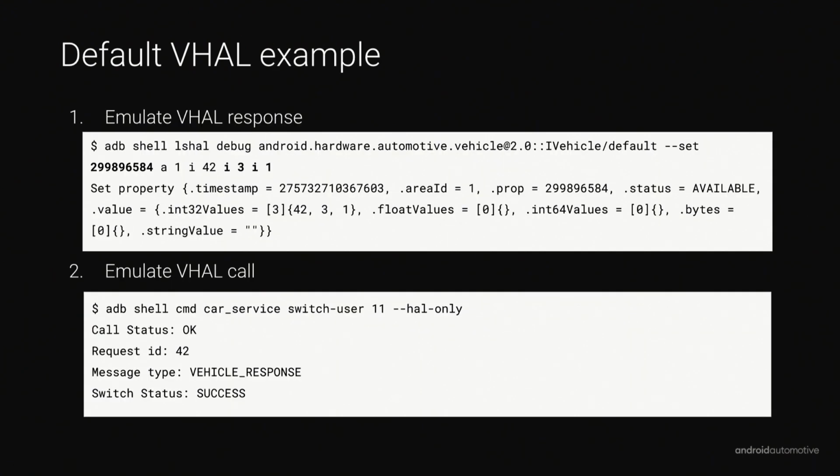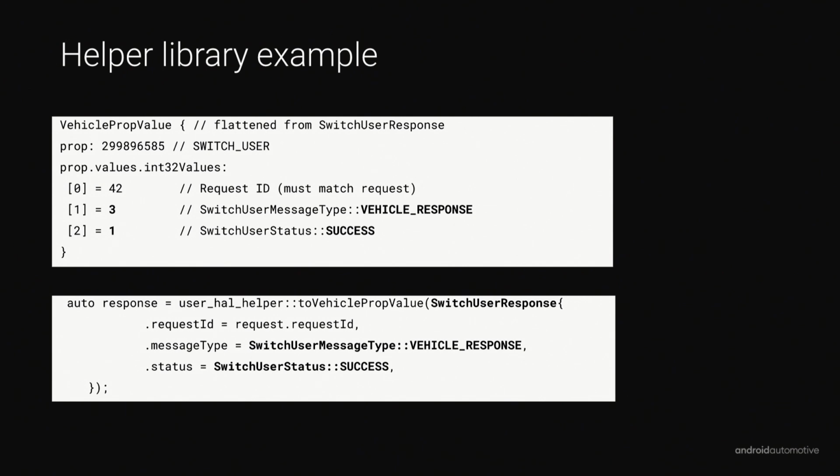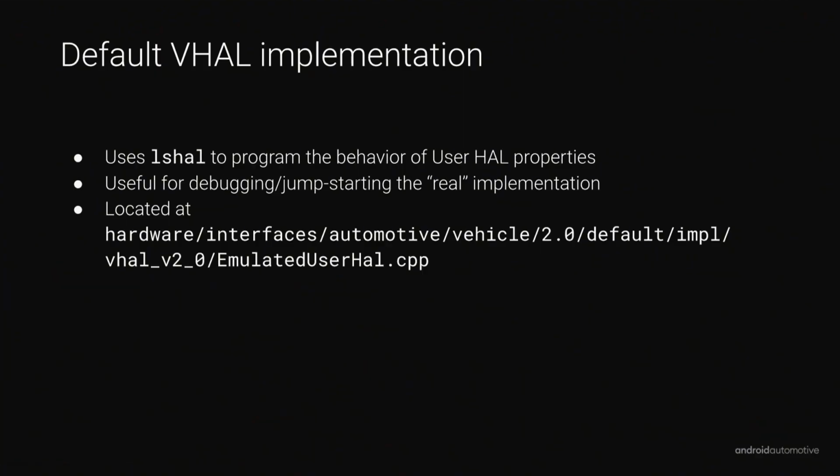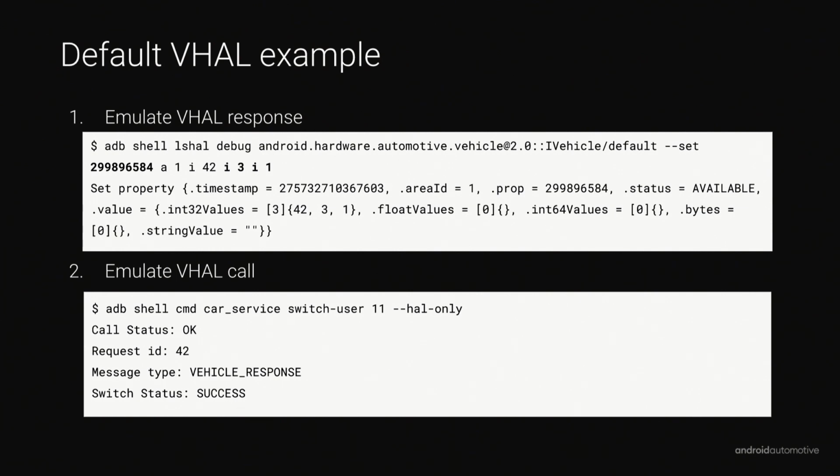Let's get back to our example of switch user. Let's say I want to explicitly tell it to return the type vehicle response. Sorry, let's go back here. If you look at the bottom, we know we need to pass this value 4231, the request ID, the vehicle response and success. So when I call lshal, I am pretty much setting exactly those values. So I'm programming what would be the behavior of this call. And then whenever the user tries to switch user using the UI, for example, that would be the response.